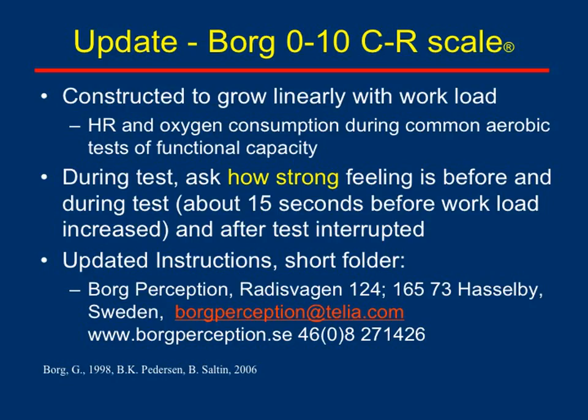So it's constructed to grow linearly with workload. It grows with increase in heart rate and oxygen consumption during cycle aerobic tests of functional capacity. This is both the 10-point scale and the RPE scale, so they both have that capacity. During the test, you're going to ask the patient how strong the feeling is before the test, and then about 15 seconds before the workload is increased, using an exercise test such as a cardiopulmonary exercise test or the shuttle walk test, and then you would do it at the end of the test.